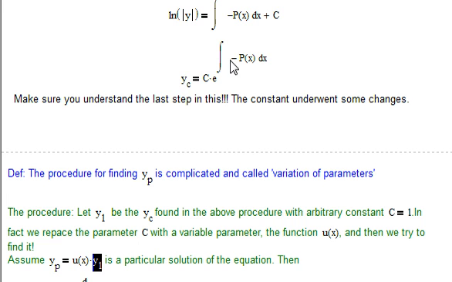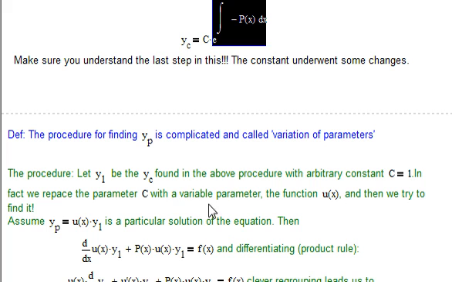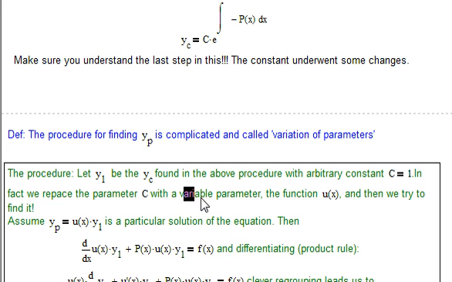This y1, by the way, is just this right here, whatever our non-constant part of the homogeneous solution is. Okay, the solution of the homogeneous equation. So that's what we're going to do, and that's why it's called that. We're going to replace c with a variable parameter, like a function u of x. And then we'll try to find it.